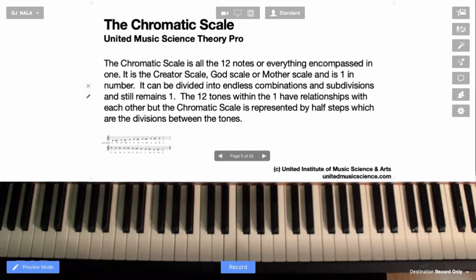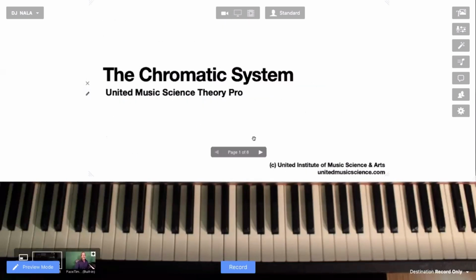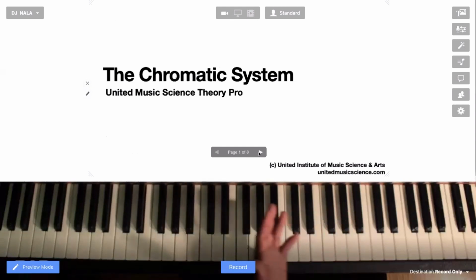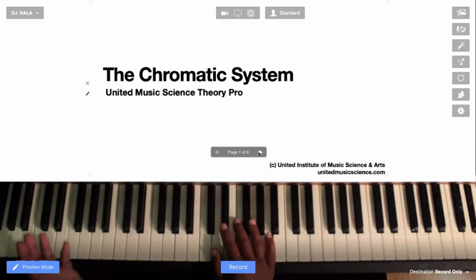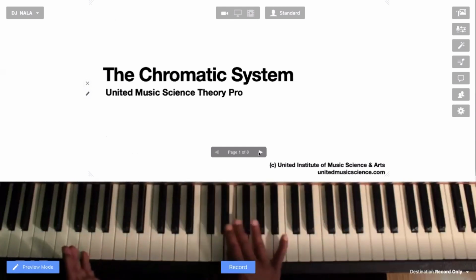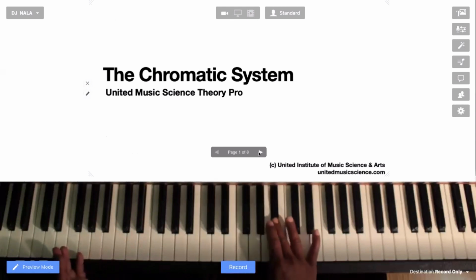Okay, so let's talk about the chromatic system in a little more detail, because this is like the mother system, right? So everyone should know the chromatic scale, right? So just warm up.